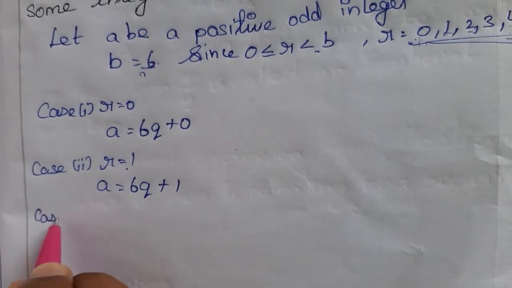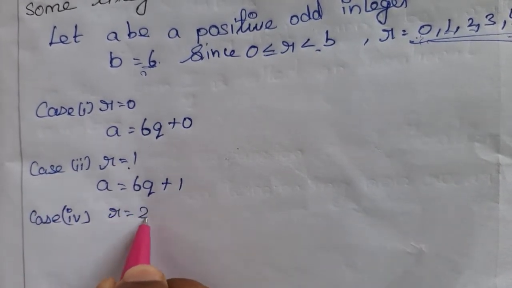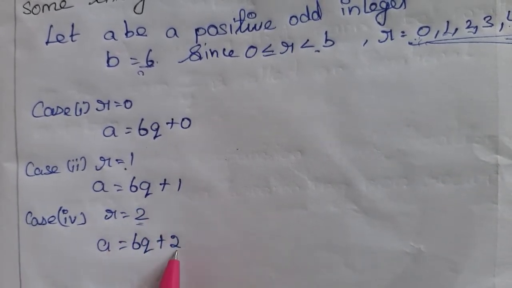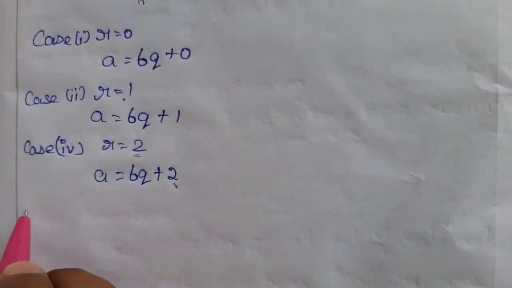Next case: r is equal to 2. So a is equal to 6q plus 2. Here r is equal to 2, so instead of r we are applying 2. What about case 5?